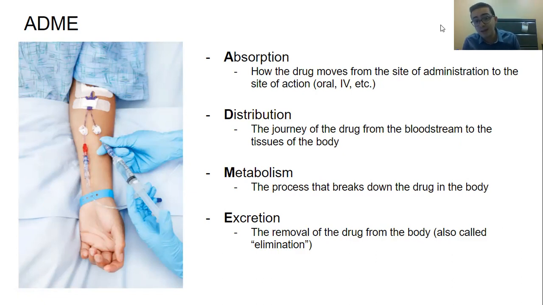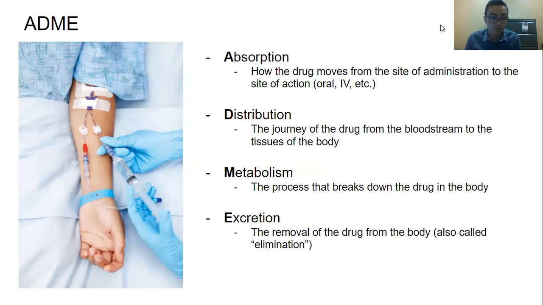The next step of PK would be distribution. So that's our D in ADME. And that's the journey of the drug from the bloodstream to the tissues of the body. So drugs, once they get absorbed, once they enter the body, they have to be transported to where they need to produce a therapeutic effect.